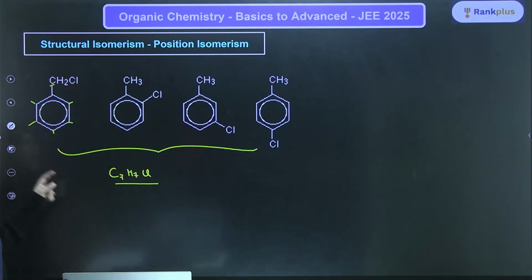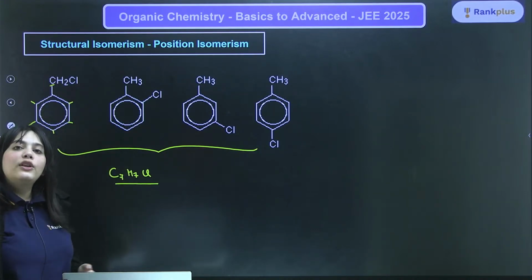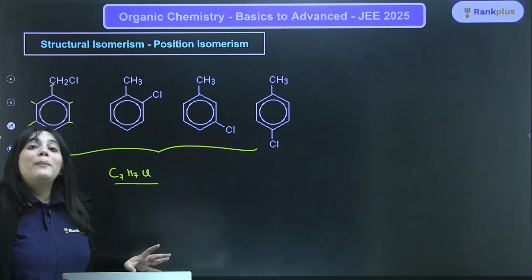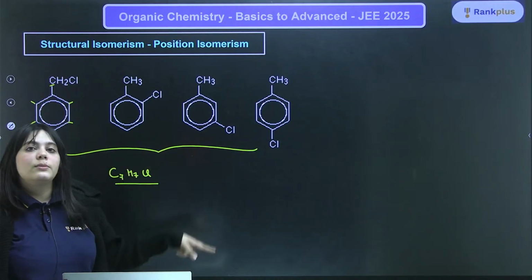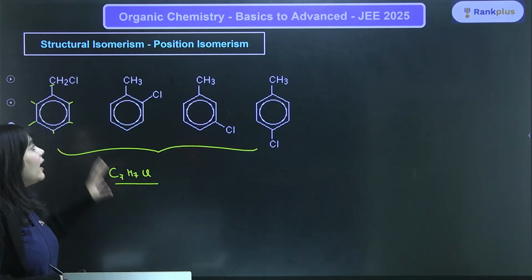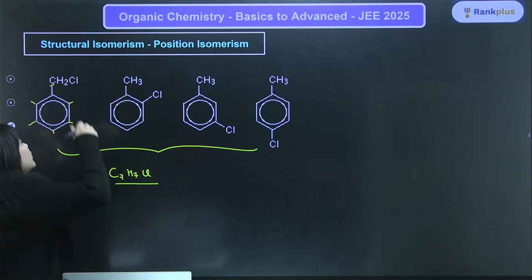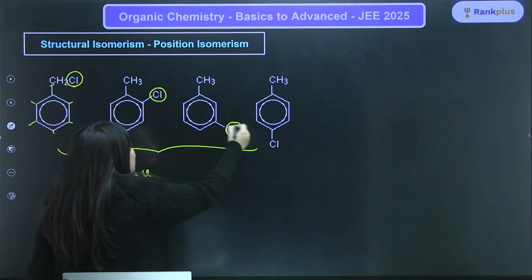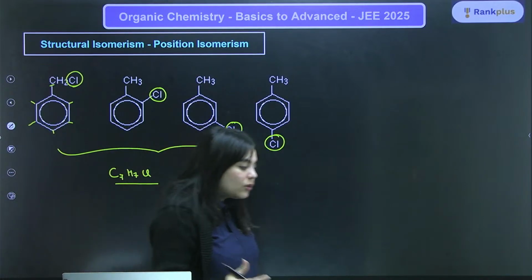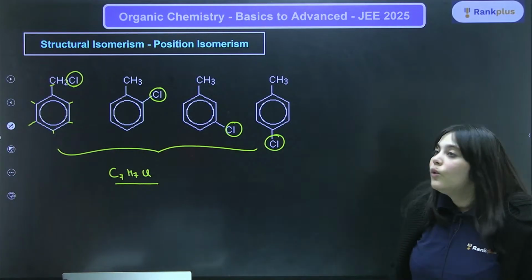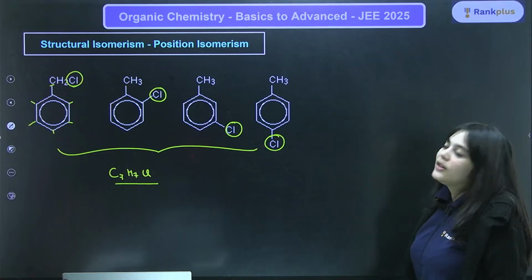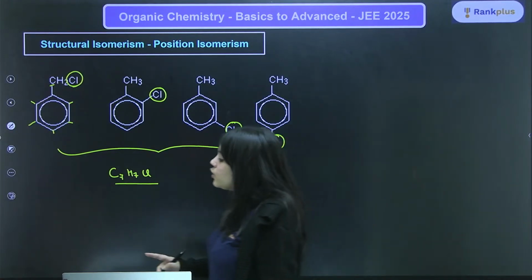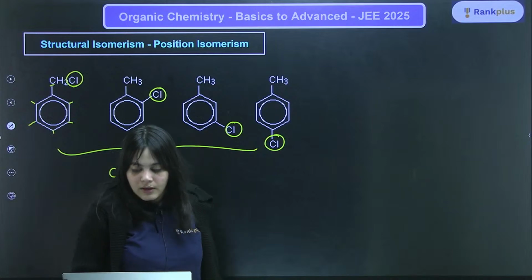Each of them has C7H7Cl. So each of them has this molecular formula. With this molecular formula, you have made 4 kinds of isomers. All the other things are remaining the same. You are just changing the position of the functional group, which is the chlorine. So what kind of isomerism is this showing? Position isomerism, isn't it? They are once again showing you position isomerism.